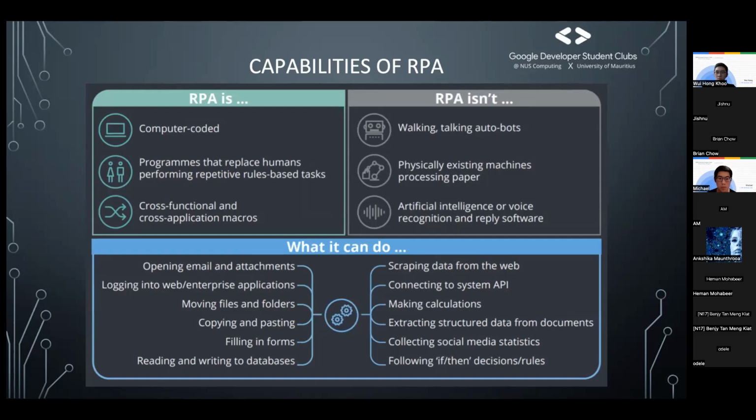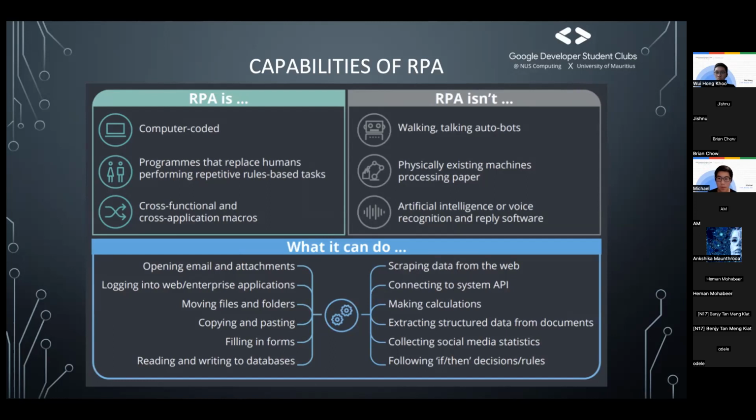And you have cross-functional and cross-application macros. Like I've said previously, just like you have macros in Excel, which is limited to Excel, RPA allows you to use cross-platform interaction. For example, you can choose any portal. You can even do web scraping with RPA.